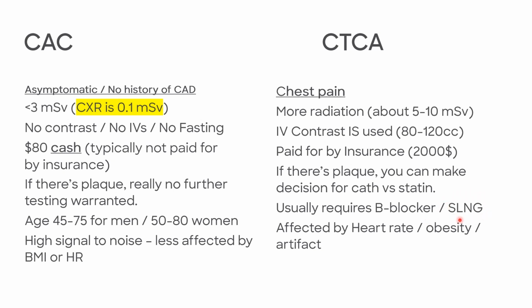And this test really is affected by heart rate and obesity and movement artifact. So if your heart is irregular, if you're in atrial fibrillation, it's not a good test for you. If your BMI is big, and there's no absolute cutoff, sometimes it's what your shape is, but BMIs over 40 get problematic.